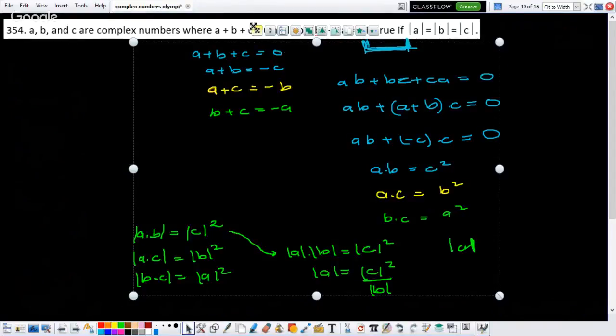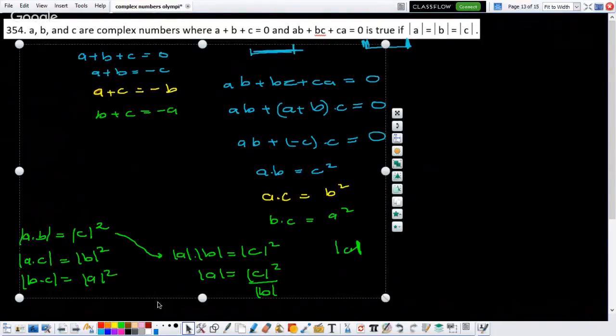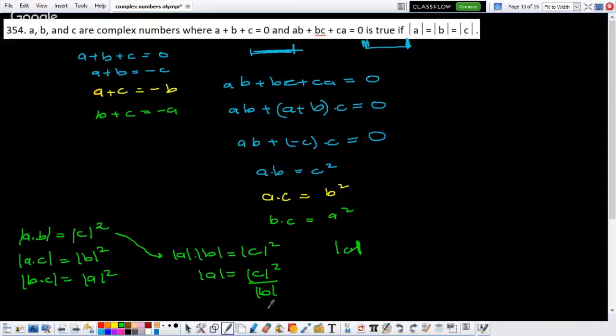I think the problem will be solved. Then I'm using the second one now here. A module times C module is equal to B module square, which means A module is equal to B module square over C module. So A module is equal to A module. These two are equal to each other.